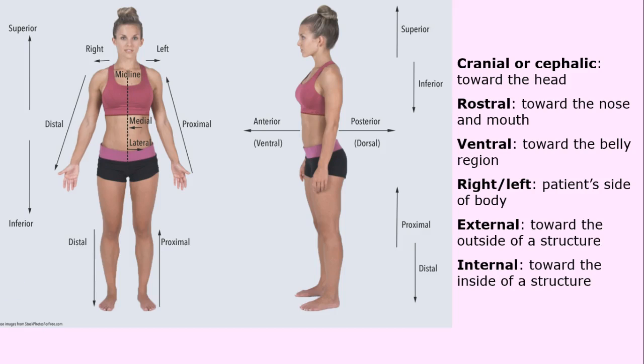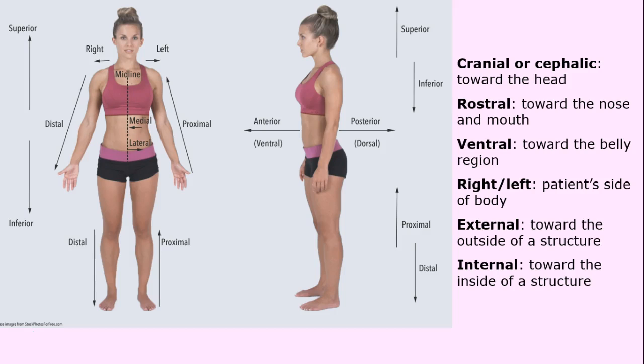Some more movements. Cranial or cephalic is towards the head. We don't see that word so often. Rostral, we don't see that very often either. And that's towards the nose and the mouth. But someone who's in that area, ear, nose, and throat doctor, for example, will use that term frequently. Ventral is towards the belly.